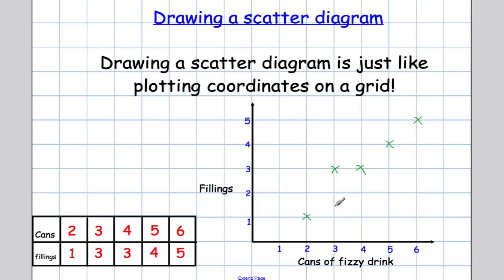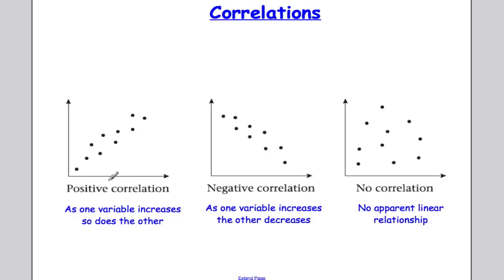And we can see there seems to be some sort of relationship: as the number of fizzy drinks goes up, so does the number of fillings. This is what we call a correlation. There are different types of correlation. We have positive correlation, where as one variable increases, so does the other. We've got negative correlation, where as one variable increases, the other seems to decrease. And then we have no correlation, where there's no apparent linear relationship. Just because there's no linear relationship does not imply there is absolutely no relationship at all, but for the S1 course, we just have to worry about linear correlations.